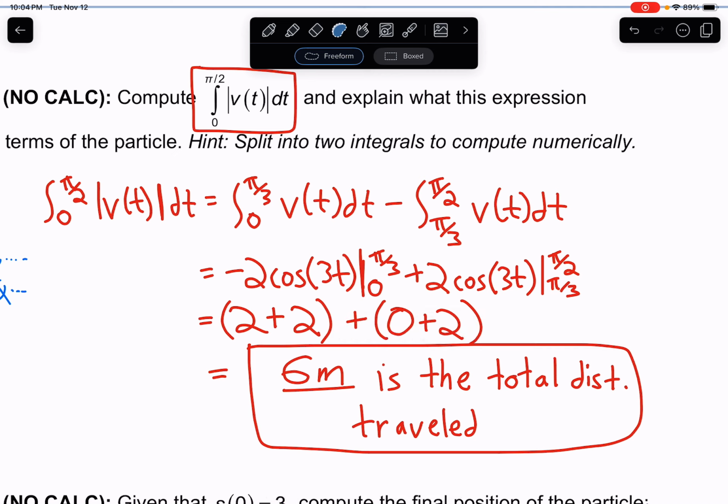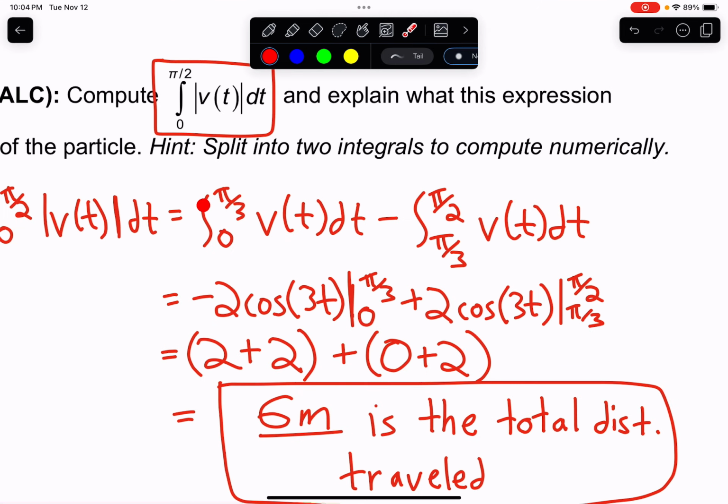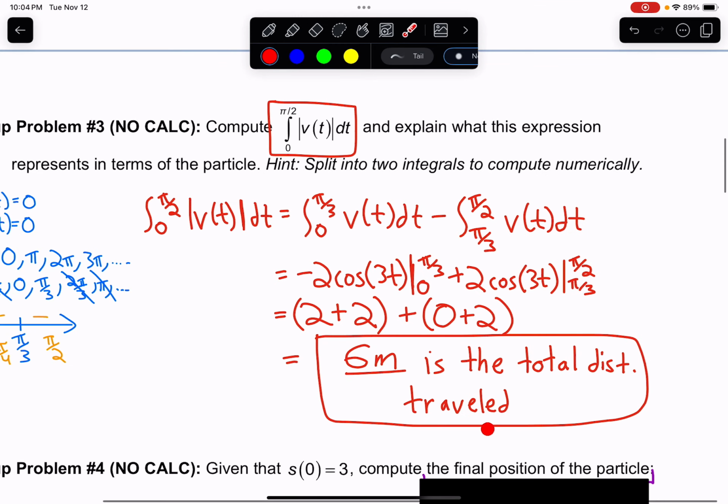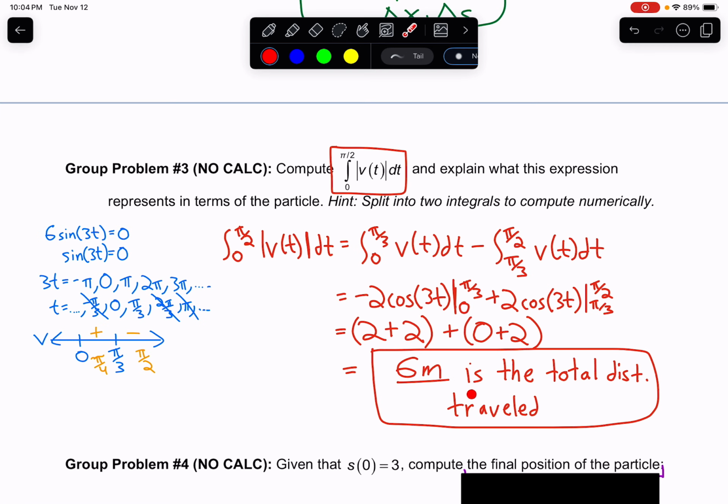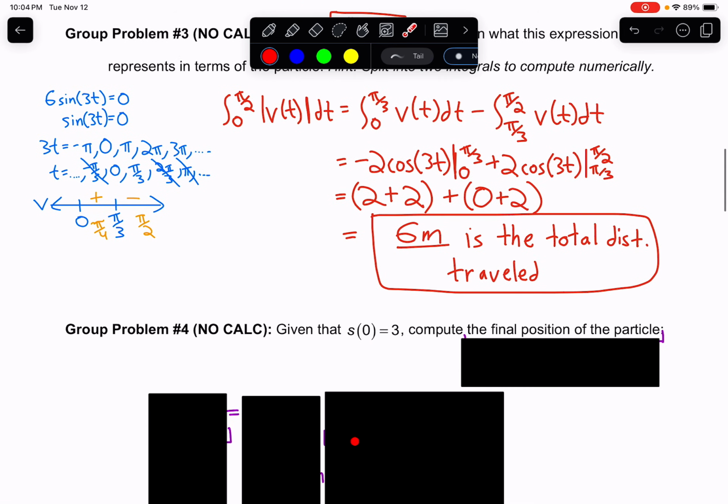Okay, and again, if this was a real FRQ, you would say over the interval 0 to pi over 2 seconds, right? You would talk about that as well. But the thing that we want to focus on today is just kind of reviewing what some of these basic integrals mean in the acceleration velocity types of questions. Okay, group problem 4.